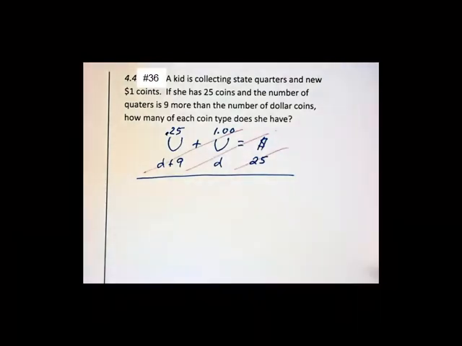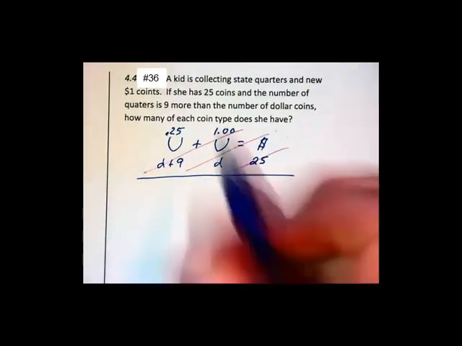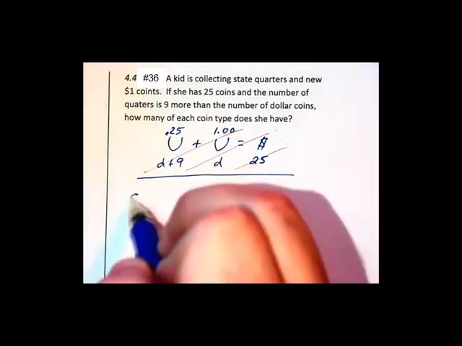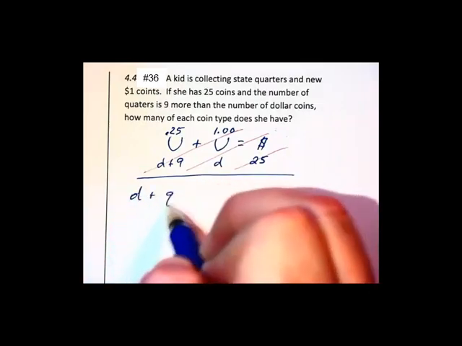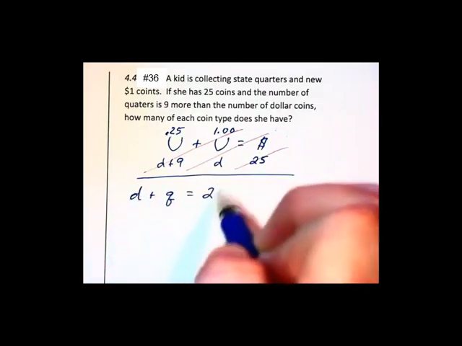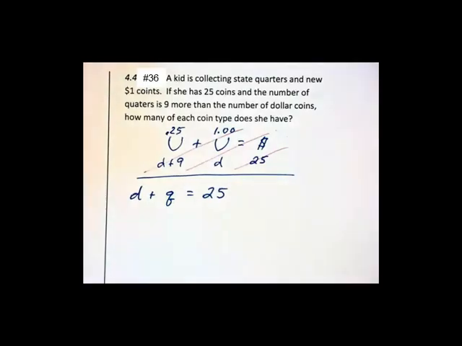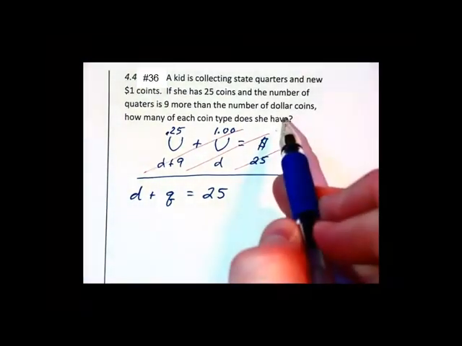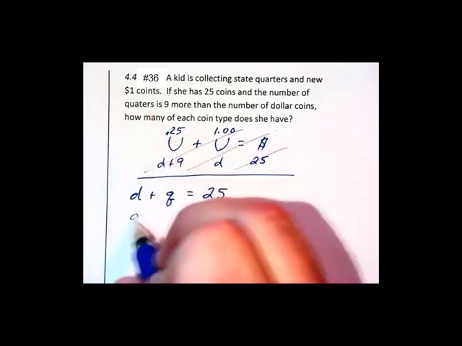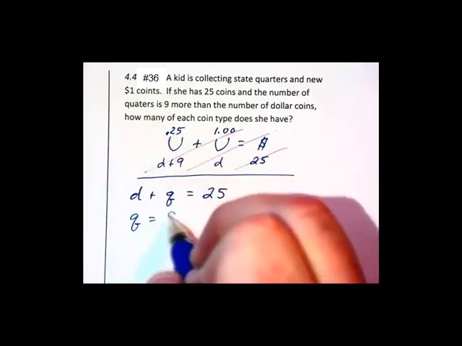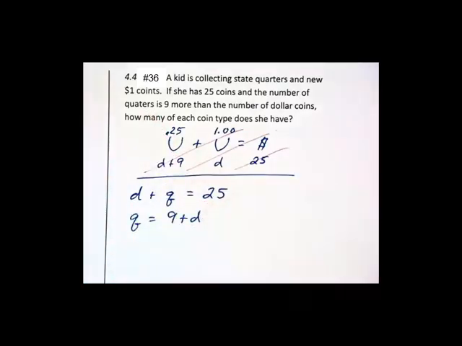Now this one's going to be quite easy, as you're going to soon find out. We've got 25 coins. The number of dollars plus the number of quarters adds up to 25 coins. The other clue is the number of quarters is 9 more than the number of dollars. We can almost just write that one directly using D's and Q's.